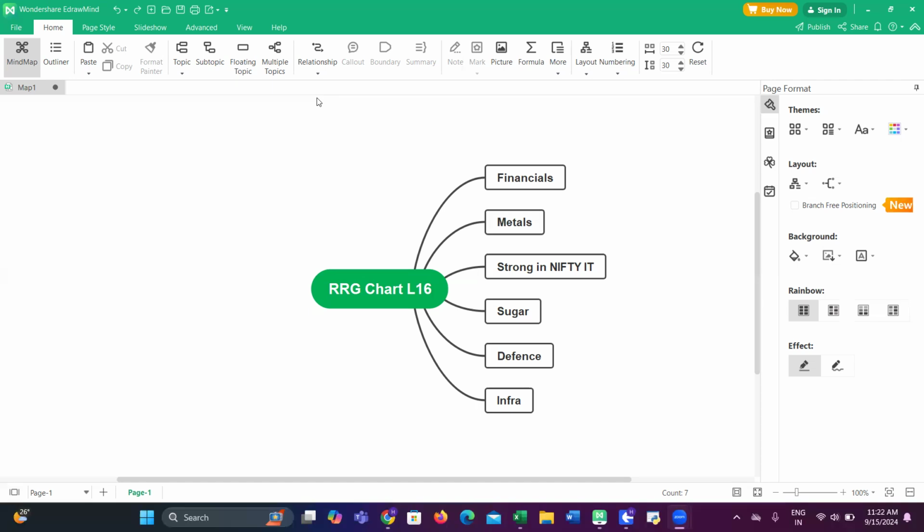In this video, I will be covering financials, metals, strong stocks within Nifty IT, sugar, defense, and infra. You might not see every stock that I'm going to cover in these particular sectors, but feel free to use the RRG chart and play around and add your respective stocks.